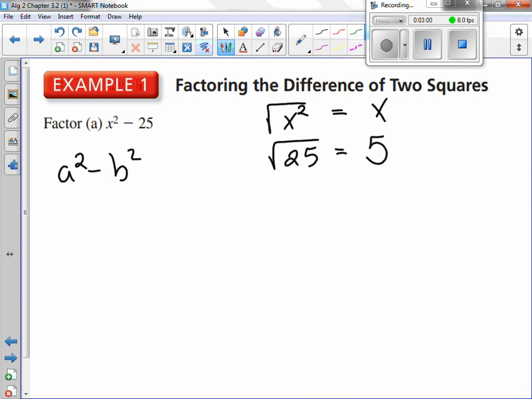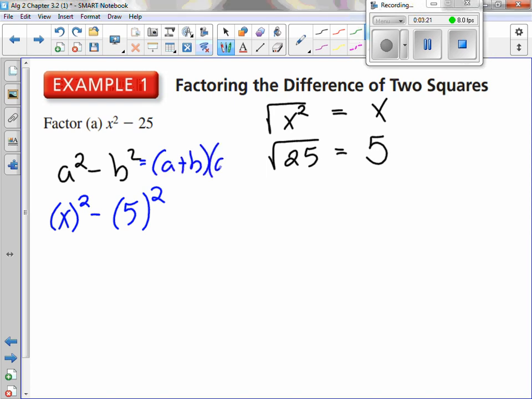So really what we can say with this is that we have a, which is our x squared, and our b is 5 squared, because if we simplify these out and actually square them, we'd get back to the original equation. And what we know about a squared minus b squared is that it factors to a plus b times a minus b.